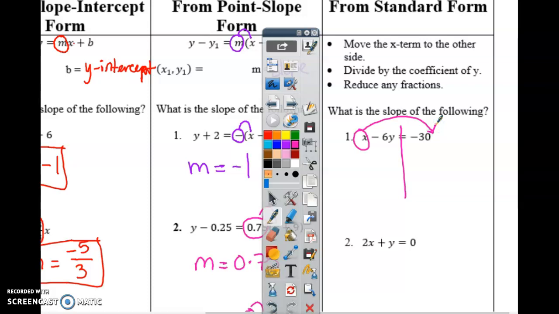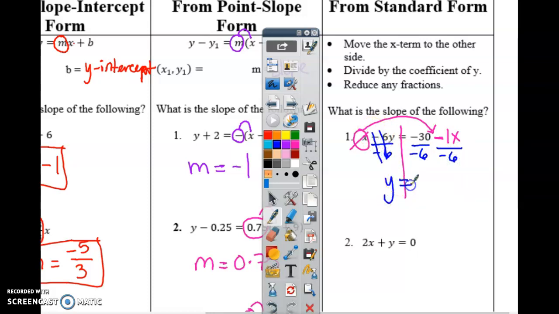What happens when you move it? It changes the sign. So it's a positive, it becomes a -1x. Se cambia el signo. Okay, that's step 1. Step 2, divide by the coefficient of y. What am I going to divide by? -6. Divide by -6.